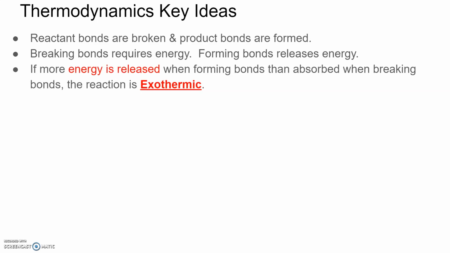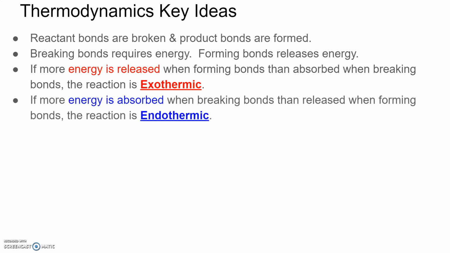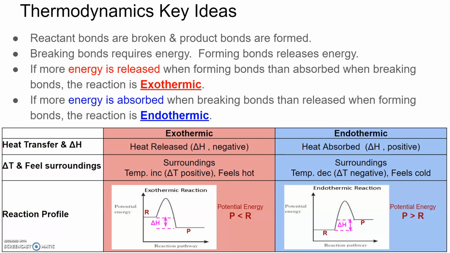If more energy is released when forming bonds than absorbed when breaking bonds, it's exothermic. So if overall you have more energy being released, it's exothermic. If more energy is absorbed when breaking bonds than released when forming bonds, you have an endothermic reaction. So for endothermic, more energy is absorbed. In terms of describing exo and endothermic, here are some characteristics. For exothermic, delta H will be negative, and for endothermic, it's positive.